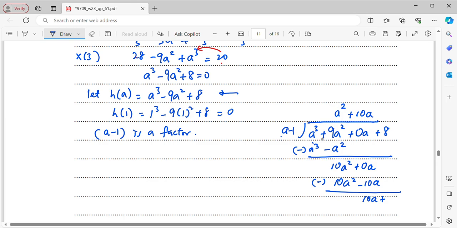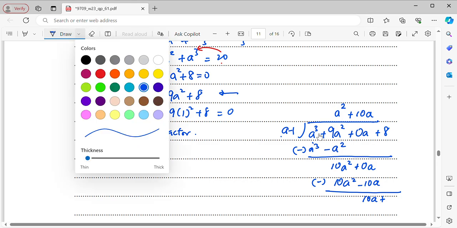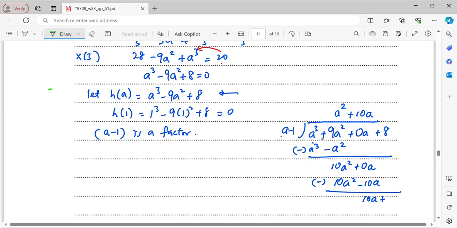Oh, wait, let me check. Okay, 9a squared. Wait, okay, mistake is here. This is minus, right? This is minus, but I wrote plus, so it should be minus. Sorry about that. Okay, so because of a small mistake here, then we have to resolve.